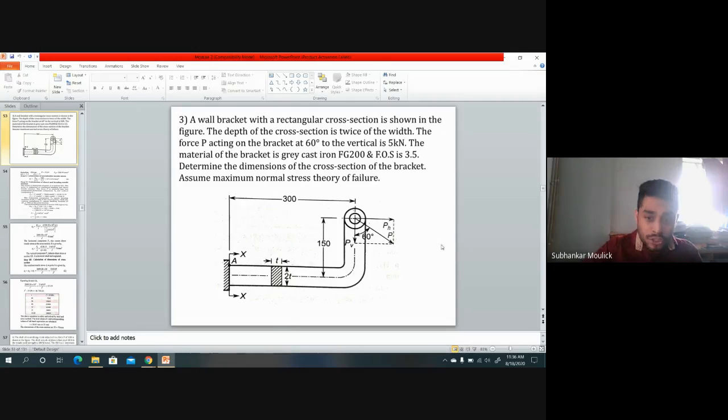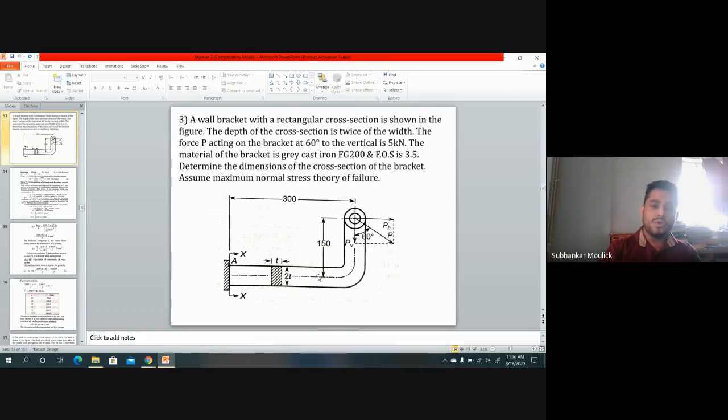And both PH, this is the first one. That means PH is creating tensile stress in the entire component. Second, what else is generated in it? Bending stress is also generated. How? If you take the moment, PV into 300 plus PH into 150 at point A or at section XX. If you take moment at section XX, how? PV into 300 plus PH into 150.